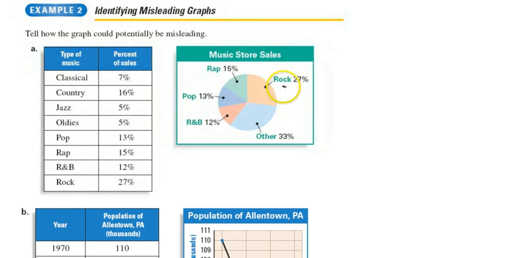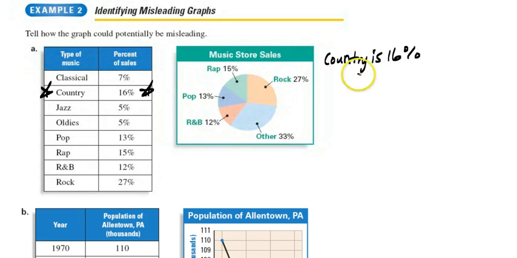But you know what? This chart totally fails to show that actually country music is 16% of music store sales, which is actually higher than pop and R&B. They just threw it in the other category. If you think about who was creating this graph, probably someone who wanted to emphasize that rock, rap, pop, and R&B are the categories people like. Someone who didn't like country for some reason.